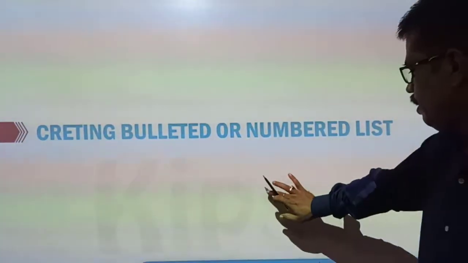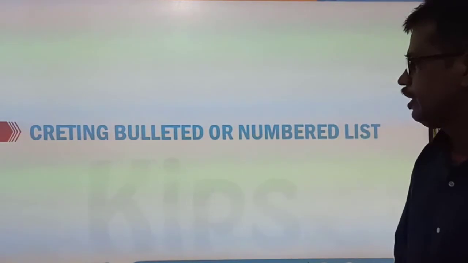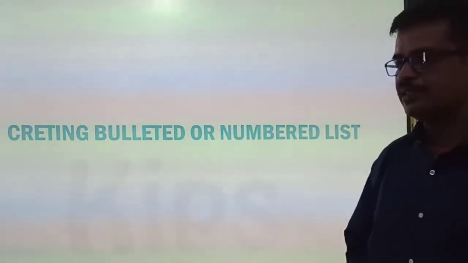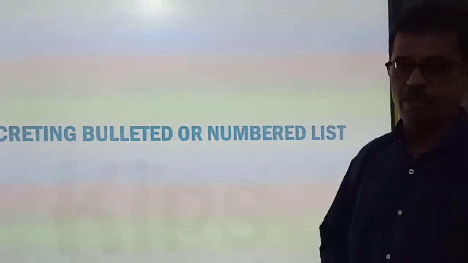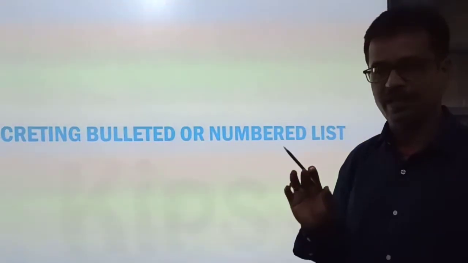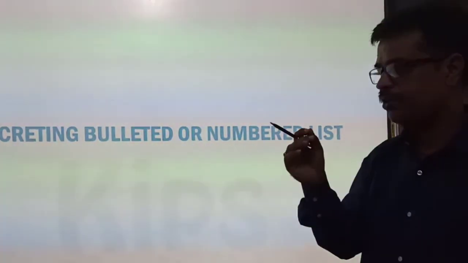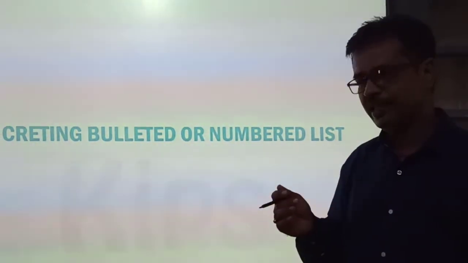Now creating a bulleted or numbered list. What is a bullet? A bullet is a small graphic symbol used to make a list organized. It may be a dot, it may be a star, it may be anything.